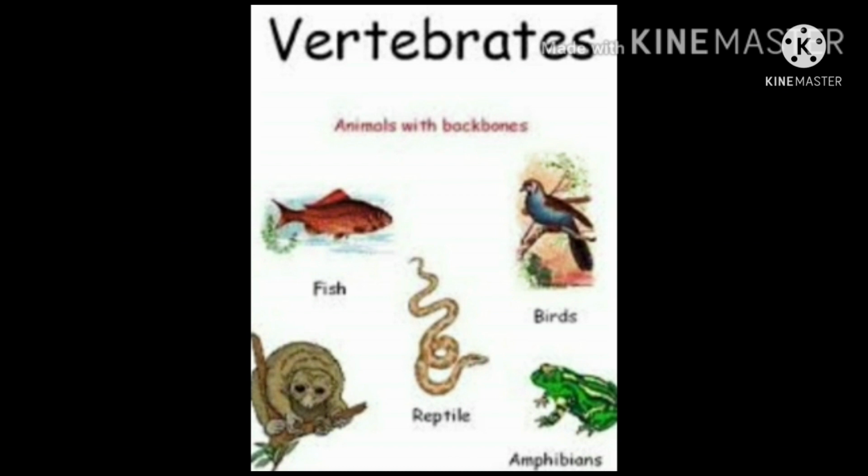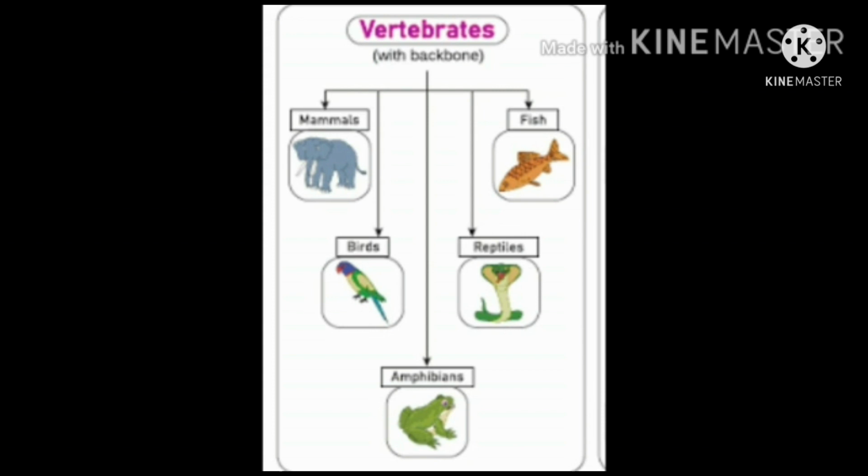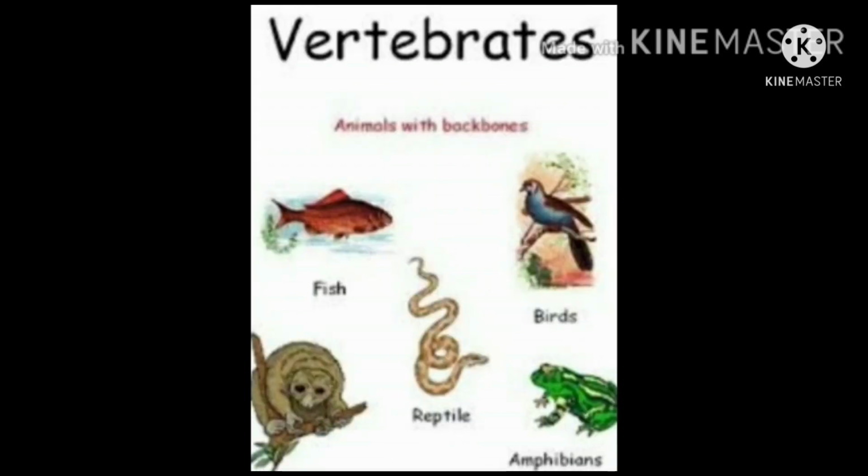What are vertebrates? Vertebrates have different categories like pisces, which includes different types of fish. Then amphibians, which includes animals like frog and lizard, that we are learning. Then reptiles, which includes snake and crocodile. Then aves, that are the birds which fly, and mammals which give birth to the babies. Okay, are you clear now? So now let us move further.